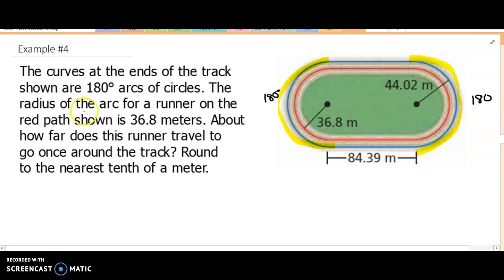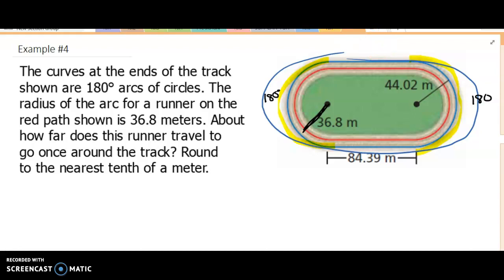All right. So the radius of the arc of the runner is 36.8. Okay, so from here to here is 36.8. About how far does this runner travel to go around the track? So we want to know how far it is all the way around this track. I want you to use what you've learned, use what you already know. I want you to do this one on your own, and then we'll go over it.